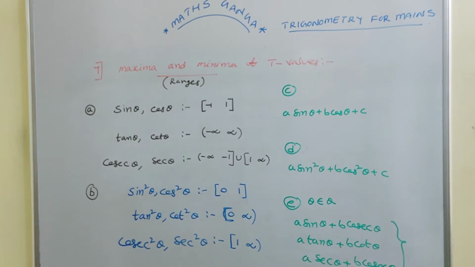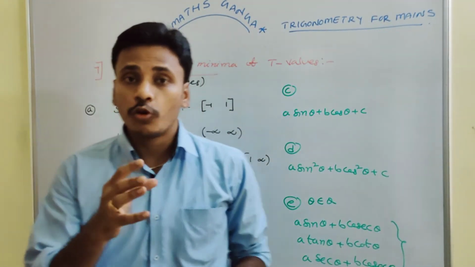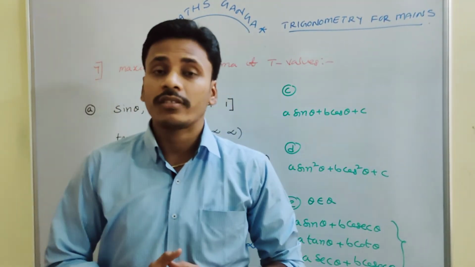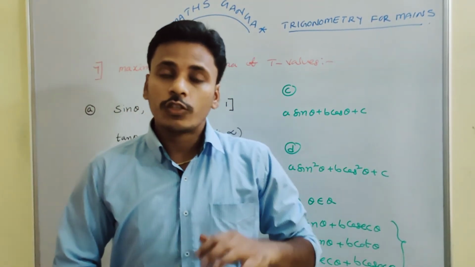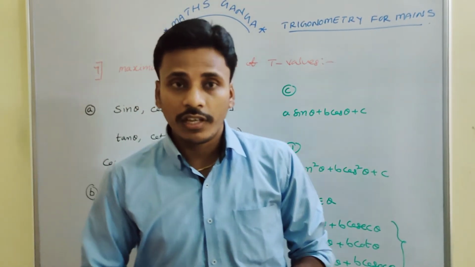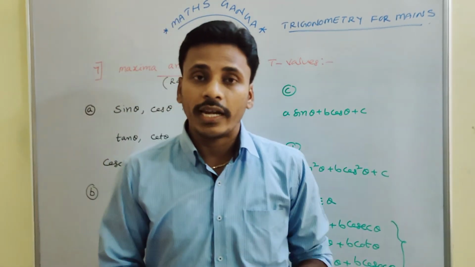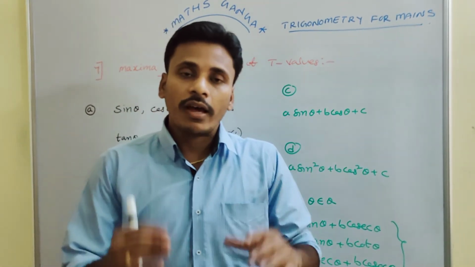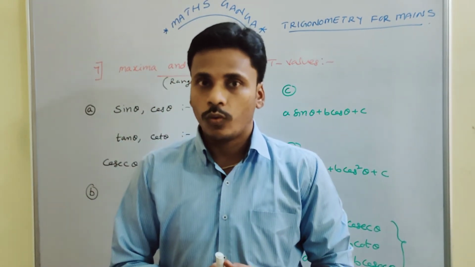And now look at the board about the seventh conceptual idea of trigonometry for mains. This conceptual idea tells us about the ranges of the trigonometric functions as well as the maxima and minima for different trigonometric values. Just as we discussed in the sixth conceptual idea where the function is increasing and where it is decreasing, from there it is very clear that the sine values are always located between -1 and 1.